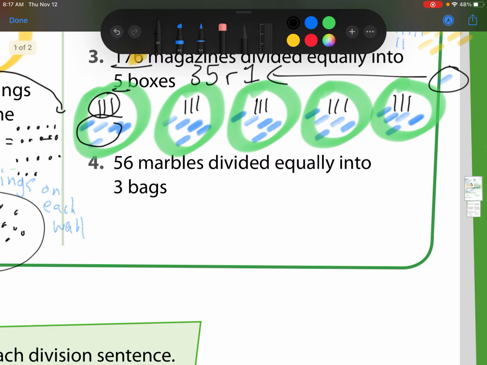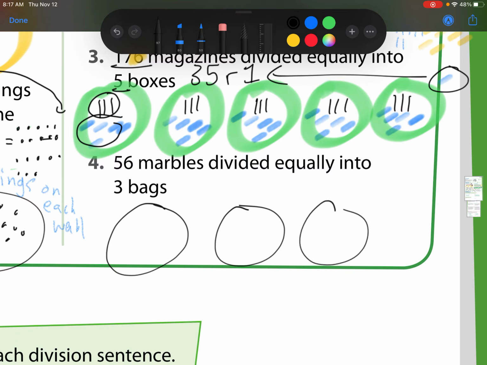56 marbles divided in 3 bags. So I have 1, 2, 3 bags, and 56. And we have those 2 left over. Those 2 tens, so that's going to be 20 dots. And then we have these 3 right here. So 20 dots plus 3 dots, we have 23.